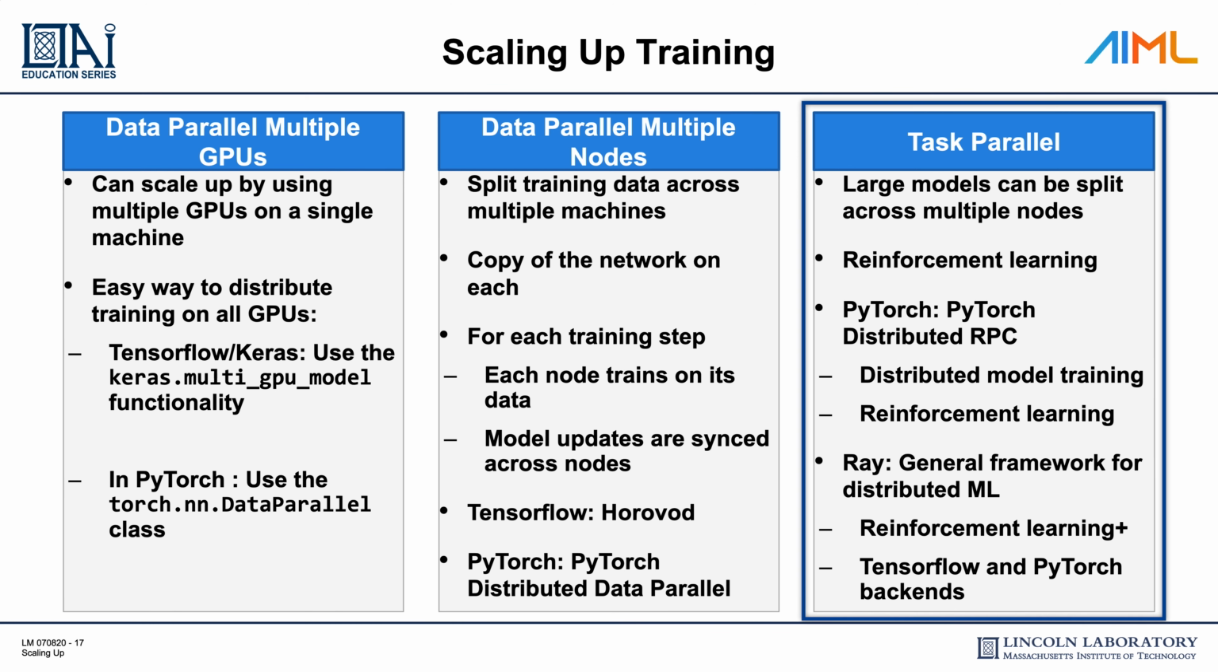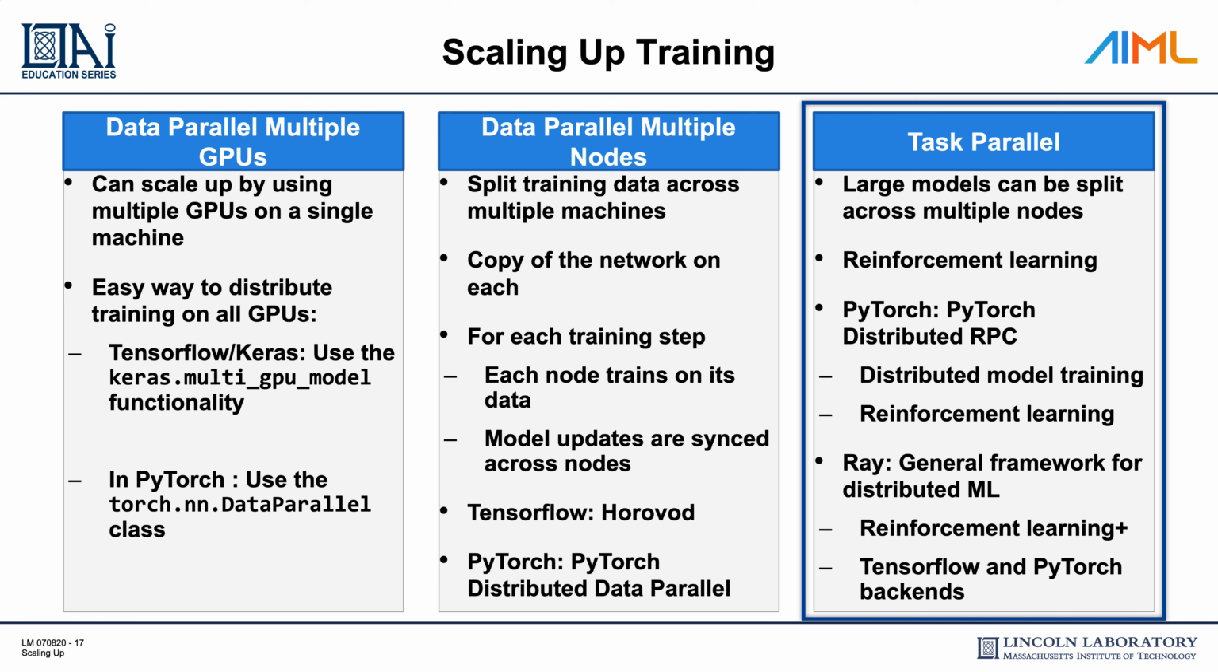Finally, we have task parallel, where we are splitting up the operations in the problem rather than the data. There are actually two cases where this is prevalent, for the large model case that we saw on the last slide, but also for reinforcement learning. In reinforcement learning, the model itself is relatively small and does not need to be broken up, but it may have many observers or simulations running on different nodes that collect data to feed back into the model.